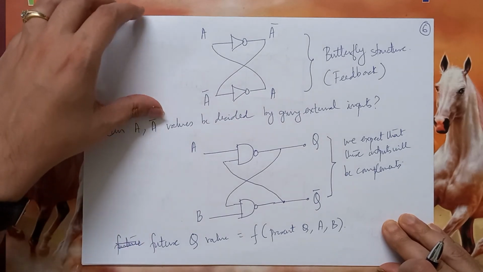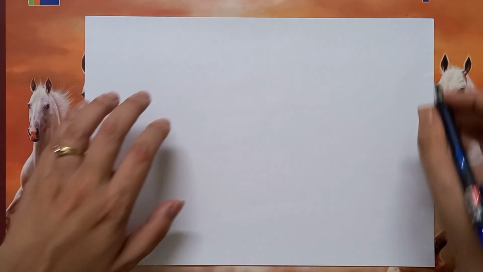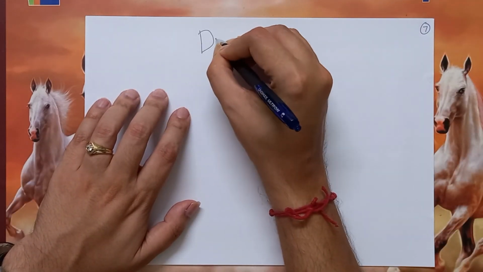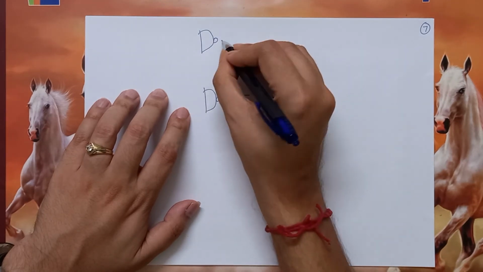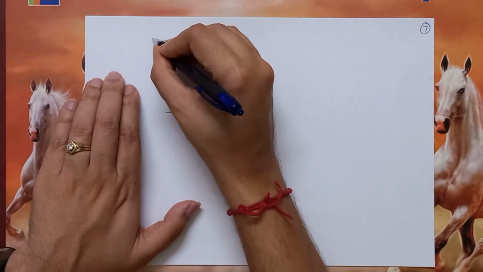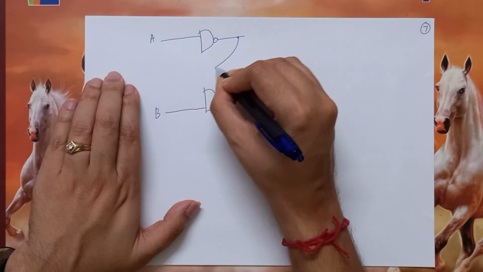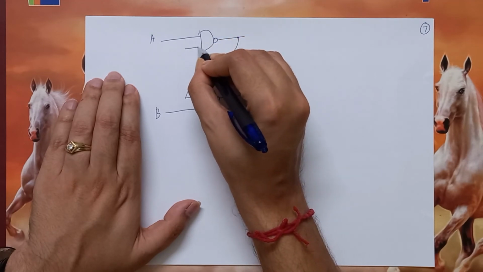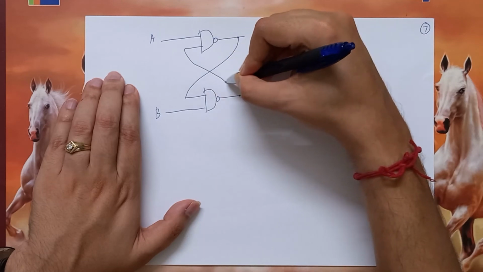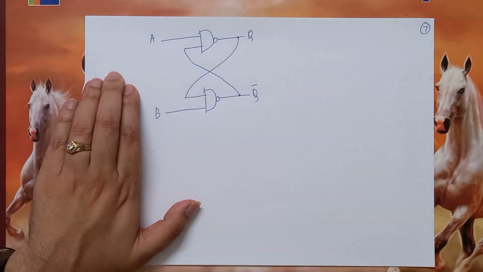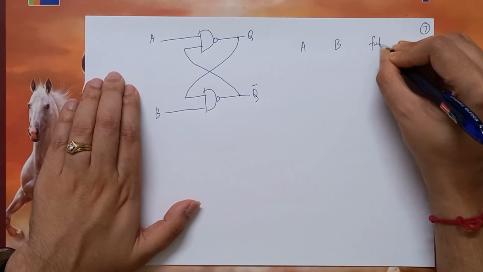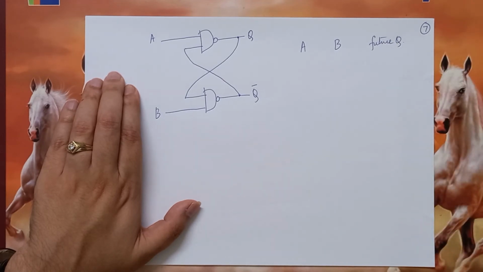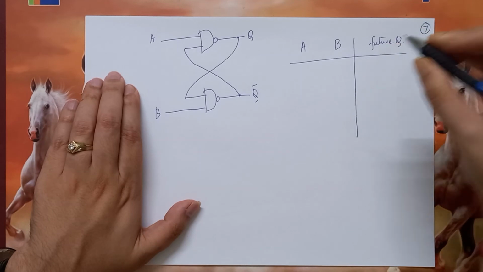So therefore, let us try to analyze this circuit. Let us draw this diagram again. Now, let me construct a truth table. Now, what will the output be? So, I will call this future Q. Okay, and I will analyze accordingly. So, therefore, let me fill this.